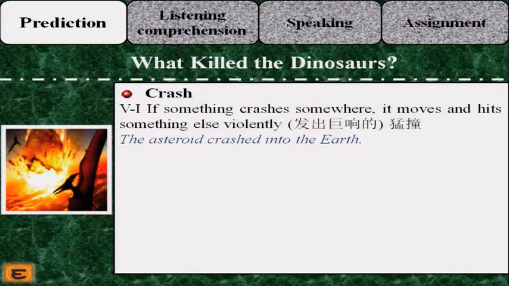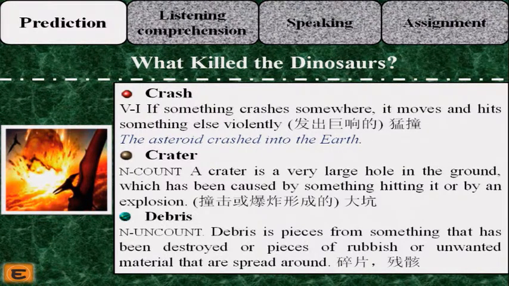So according to this picture, I also have 3 more words for you to learn. The first one is crash. So we can use the sentence, the asteroid crashed into the Earth to describe the picture. The second one is crater, the huge hole created by this unfriendly asteroid. And the third word is the debris.